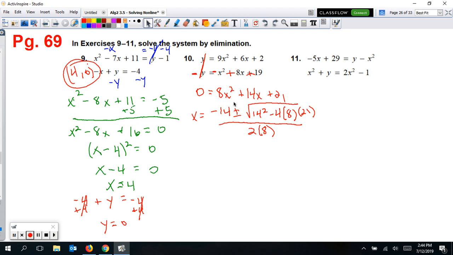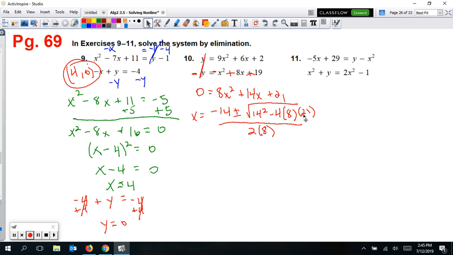So starting off, x is equal to the opposite of b. So that's negative 14, plus or minus the square root of 14 squared. Then the minus 4 from the formula, times a times c, so it's times 8 times 21, and it's all over 2 times a, so it's 2 times 8 at the bottom.